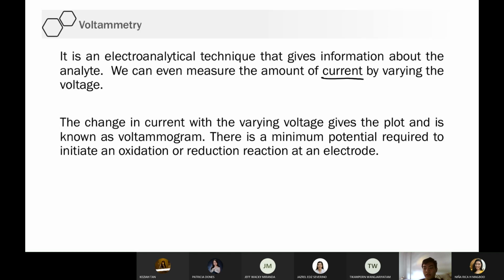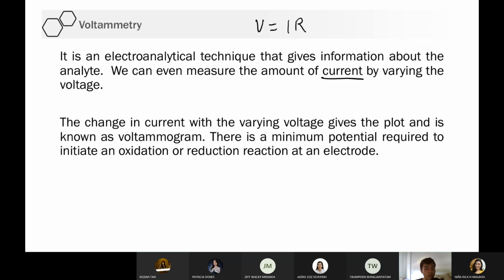So are the current and the cell potential related? Yes. According to physics, the cell potential is the product of the current and the resistance, diba? So instead of using voltage, we use current. Now, we measure current in voltammetry. Okay. So, by changing the voltage, we can create what's called the voltammogram. Okay. So, that is the graph that is produced in voltammetry.